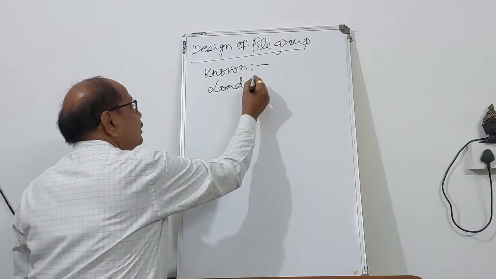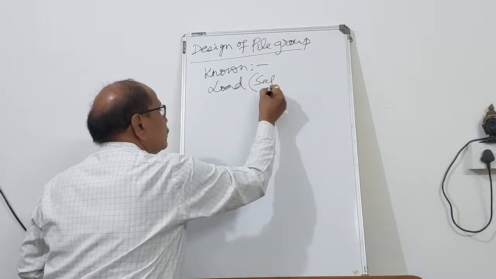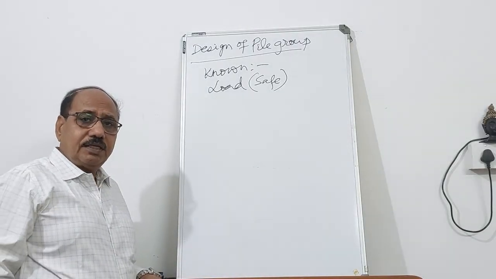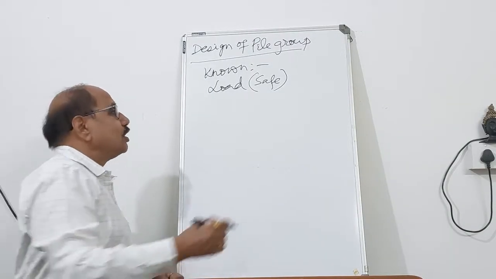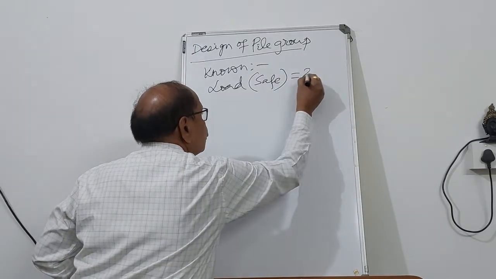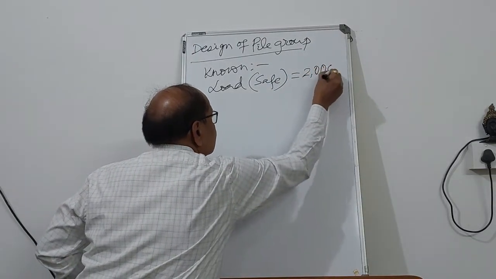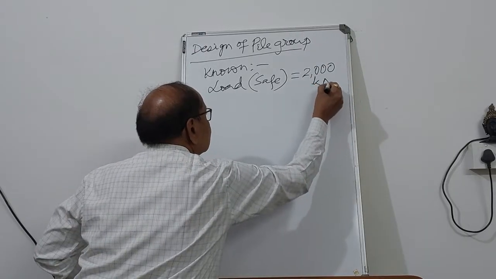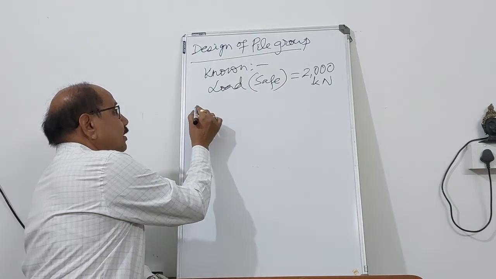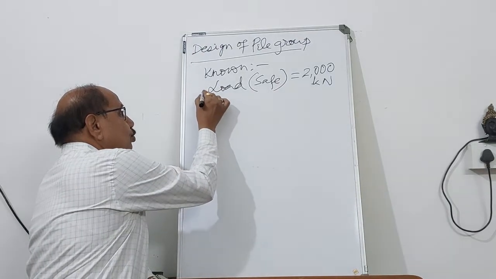Let's say the safe load from the structure that is going to come is known to you. Let's say it is 2000 kilonewton. And the ground properties will also be known to you.